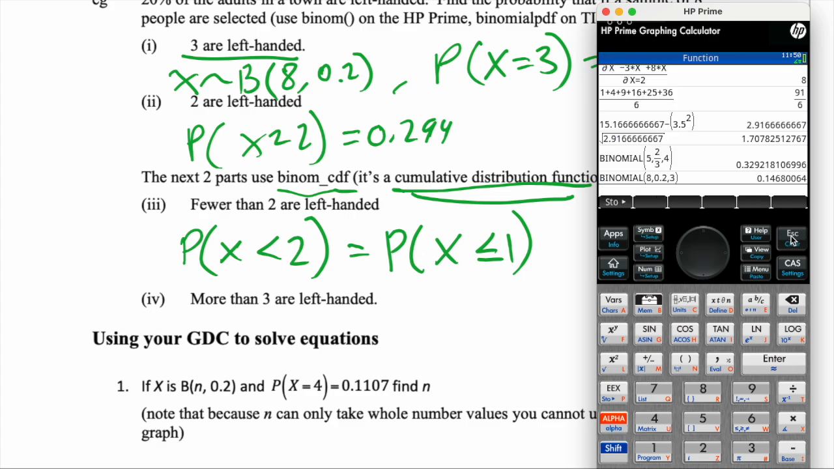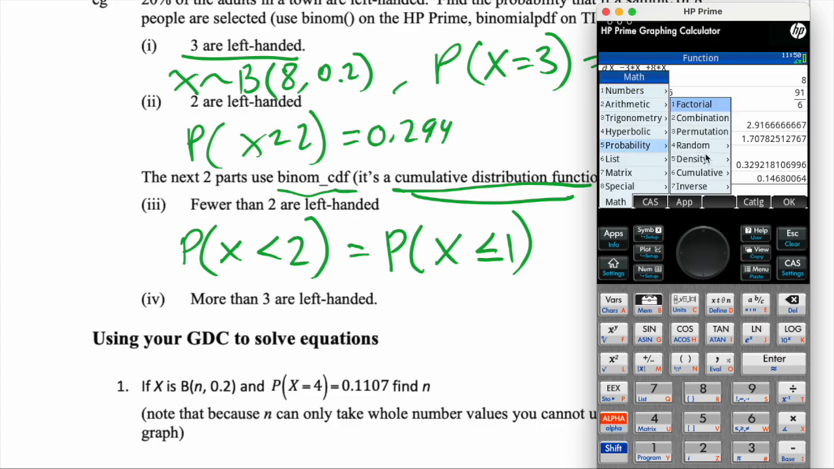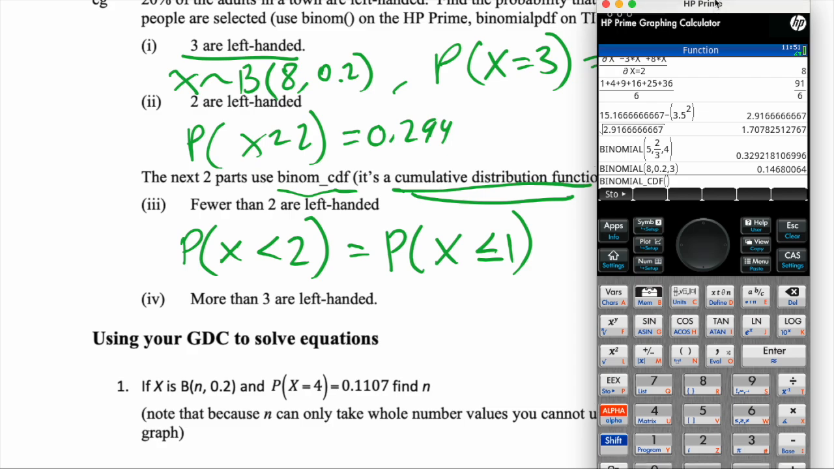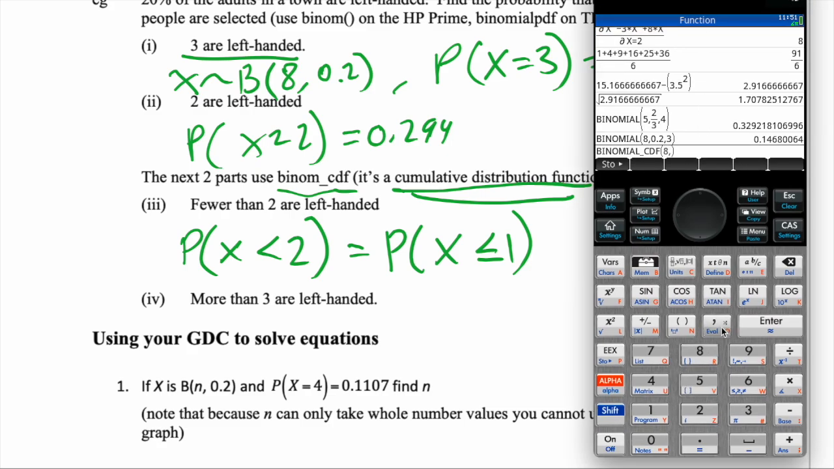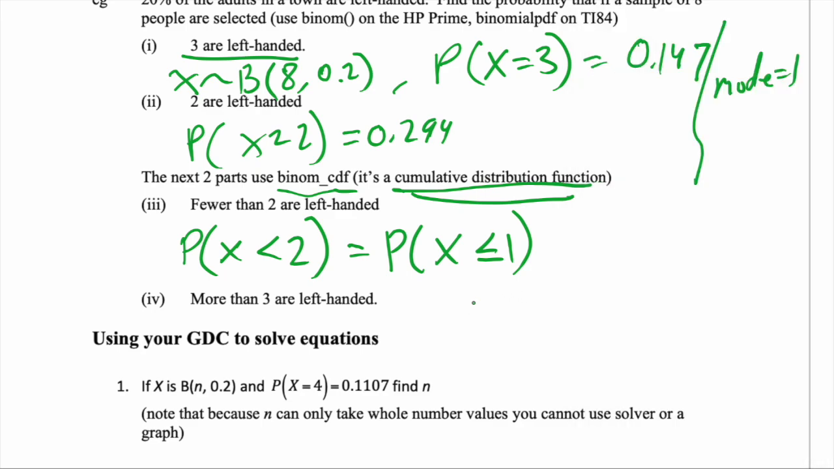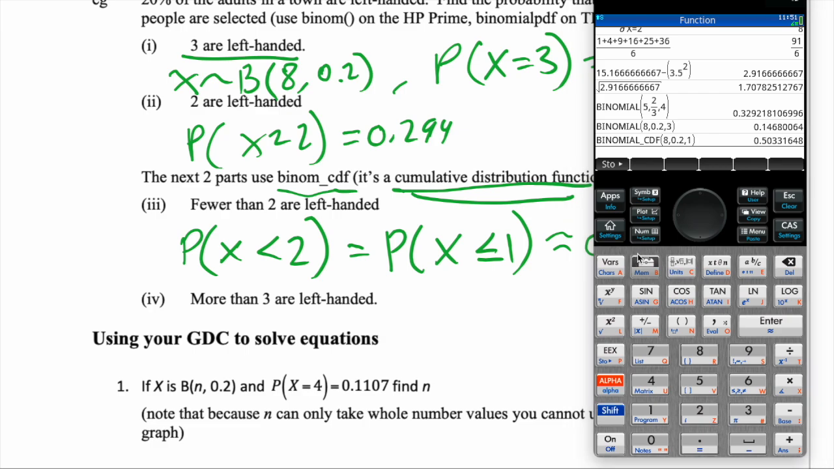We don't need to use the table though, because like I said, we can use this toolbox, probability, cumulative, binomial, and then just type in your numbers in the distribution again, which were 8, 0.2, and 1, not 2. We have to type in 1. That gives you less than or equal to 1, and that probability is more than 50%. 0.503.